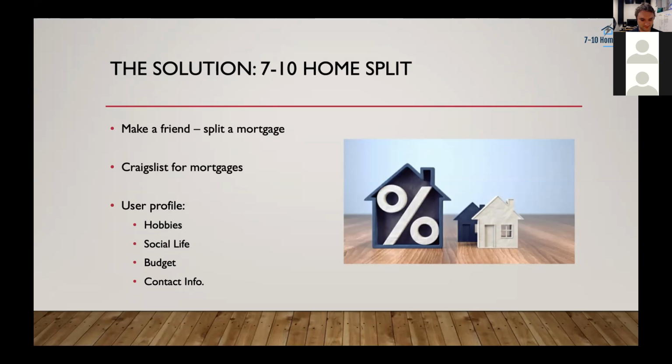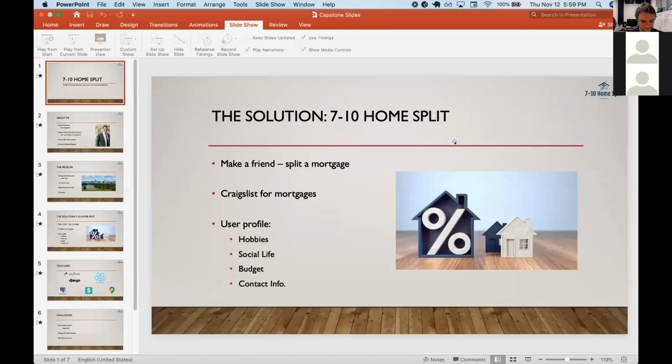Within the app, the user profile would come with your hobbies, social life, budget, or other like info that you would need in order to split a home with someone. We find roommates on Craigslist all the time, so why not find a mortgage partner? Let's check it out.